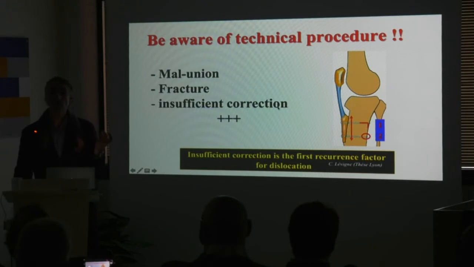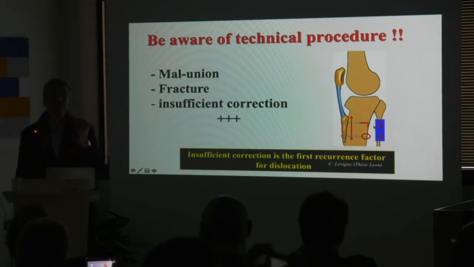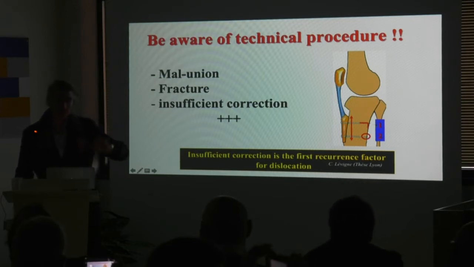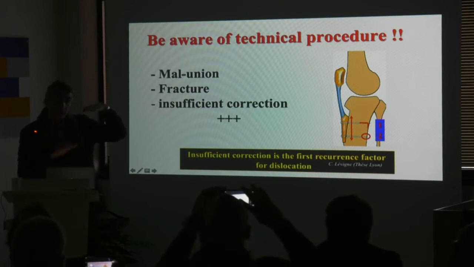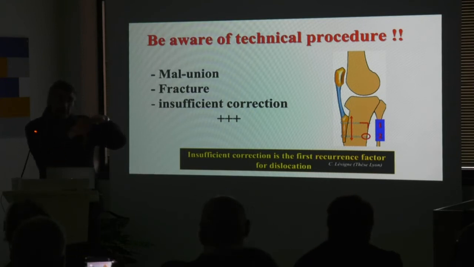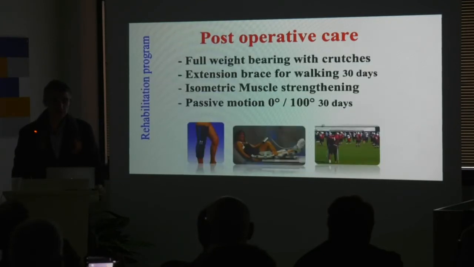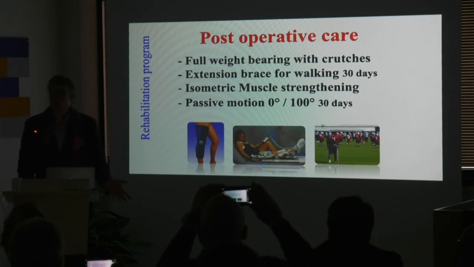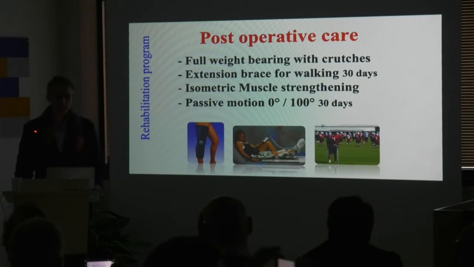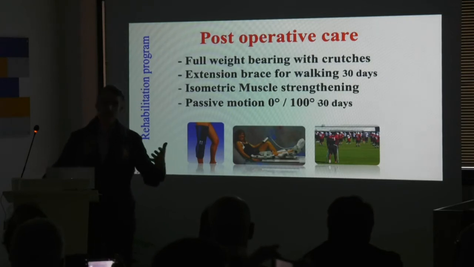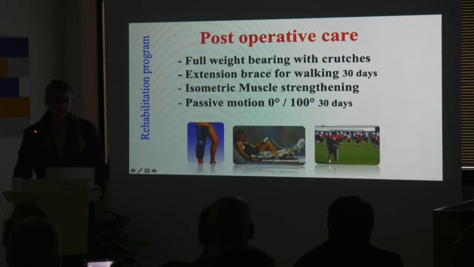Be aware of the technical procedure. On the X-ray, the screws should be bicortical to have some compression. And if your screws are not perpendicular but ascendant, you will lose your correction. It's really stupid, but it's very important. Post-op, full weight bearing, because you don't care. Of course, you can allow full weight bearing. Extension brace for walking for 30 days, because you can have some quadriceps inhibition, and if it goes that way, you can damage your fixation. And then of course we limit the motion between 0 and 100 degrees for 30 days. After that, you have the TT osteotomy healing, and you can go further for sure.